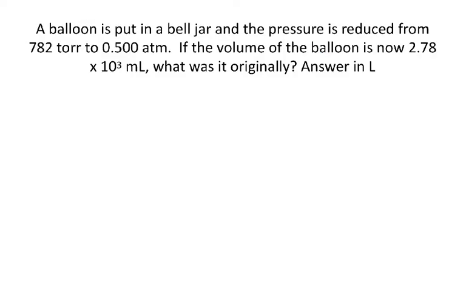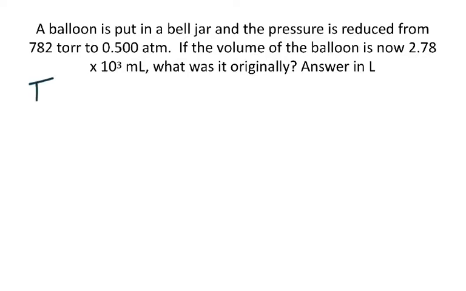Here's a practice problem for Boyle's law. A balloon is put in a bell jar and the pressure is reduced from 782 torr to 0.5 atmospheres. If the volume of the balloon is now 2.78 times 10 to the third milliliters, what was it originally? Answer in liters. So the real trick to this problem is keeping the units straight.